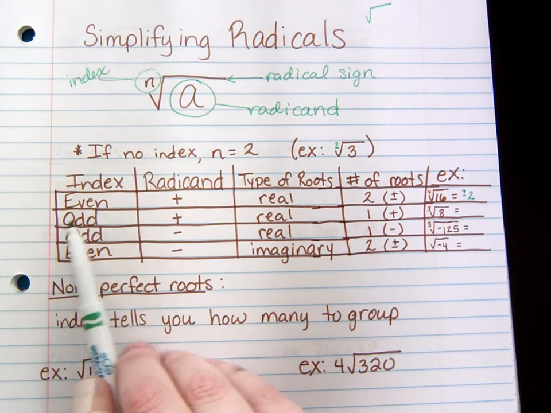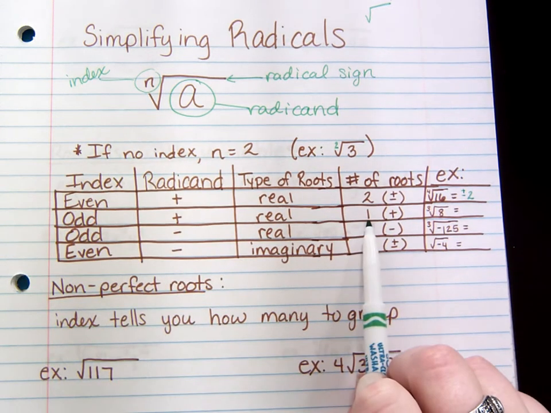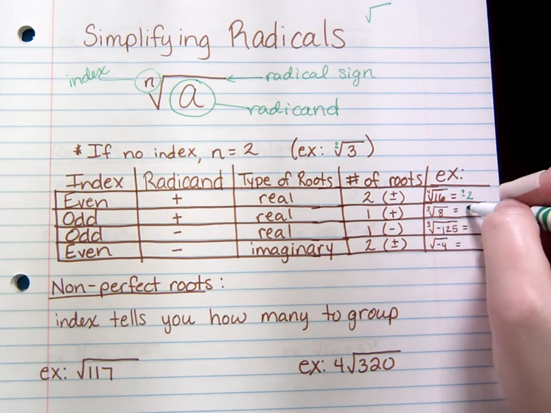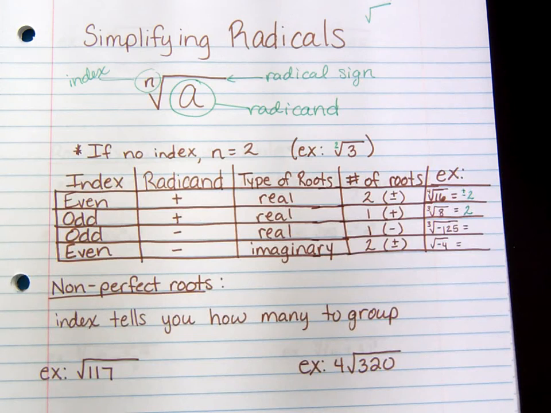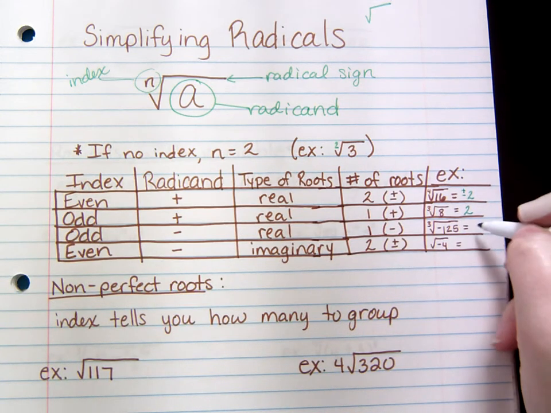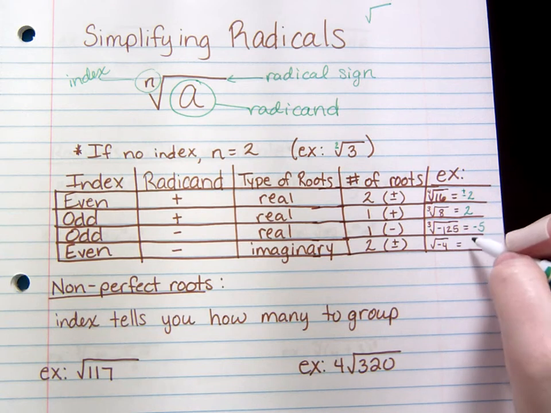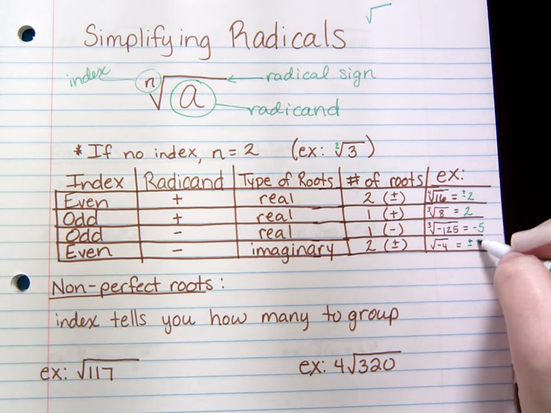Now, if we take an odd root of a positive number, we're only going to have one real root, which will be positive. So for instance, the cube root of positive 8 is positive 2. And that's the only root. But if we take an odd root of a negative number, for instance, the cube root of negative 125, we're going to get a negative answer. In this case, negative 5. Now, if you take an even root of a negative number, you will have two imaginary solutions. So for instance, square root of negative 4 is plus or minus 2i.